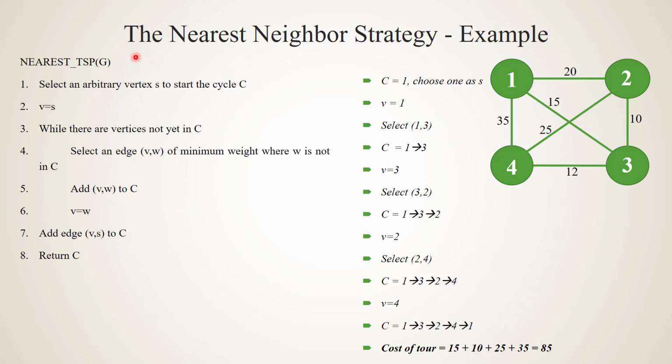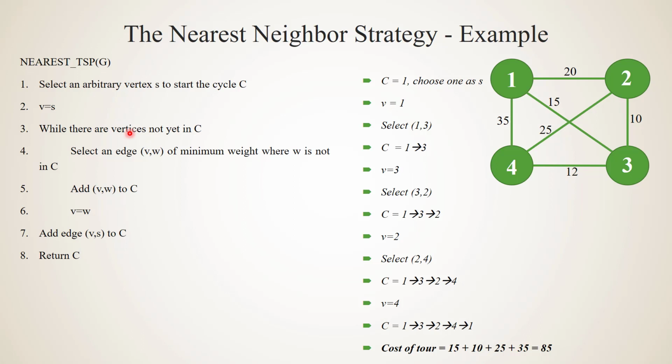So this is an example for the nearest neighbor strategy. First step is to select an arbitrary vertex S to start the cycle C. Our aim is to find a cycle which contains all the vertices, and in the cycle the vertices will appear only once. So you can choose any vertex as the start vertex. Here I am choosing the start vertex as 1. 1 is included in the cycle. V equal to S, so V equal to 1.